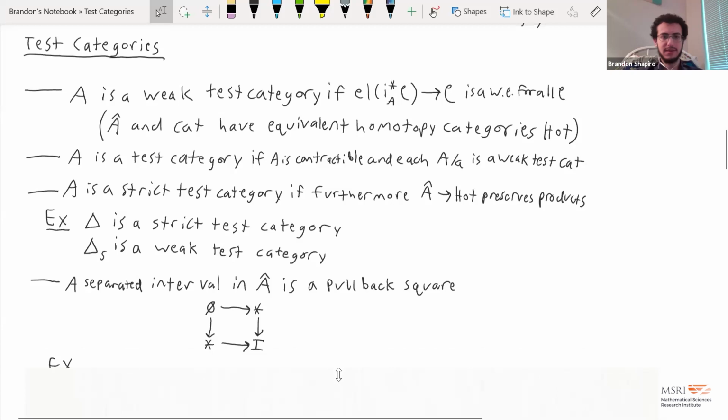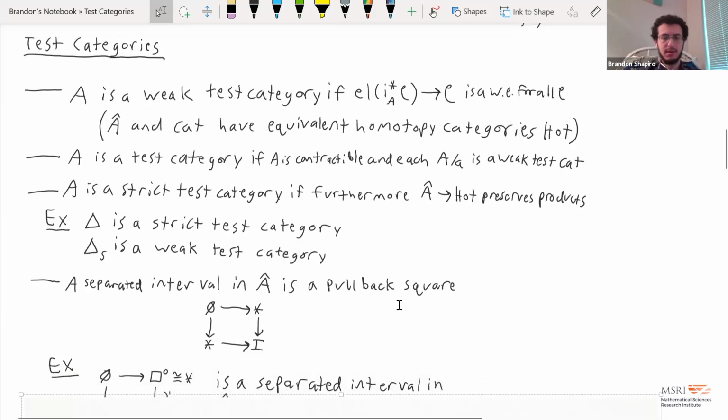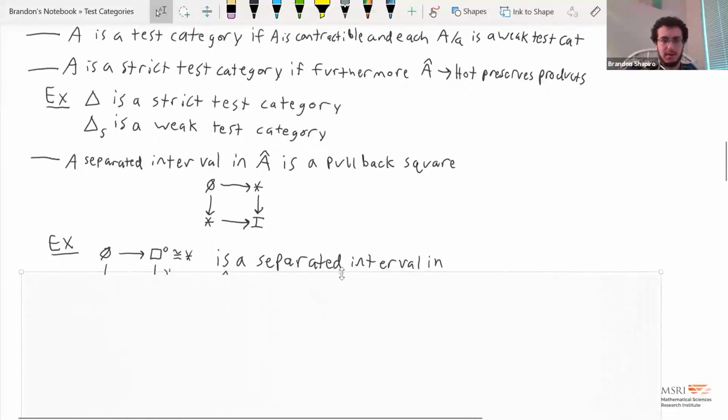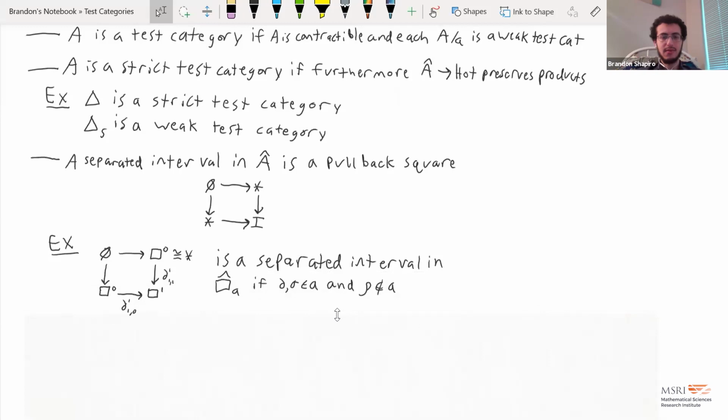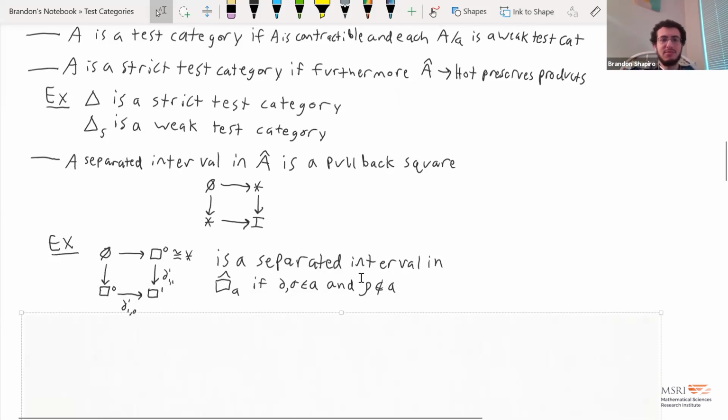And my favorite example is that in our cube categories, or most of them, the 1 cube is a separated interval. So if we have degeneracies in our cube category, then the 0 cube is terminal. And so we can then just define this interval by the source and target inclusions of the 0 cube into the 1 cube, and those are disjoint from each other in the appropriate sense. And so this gives a separated interval.